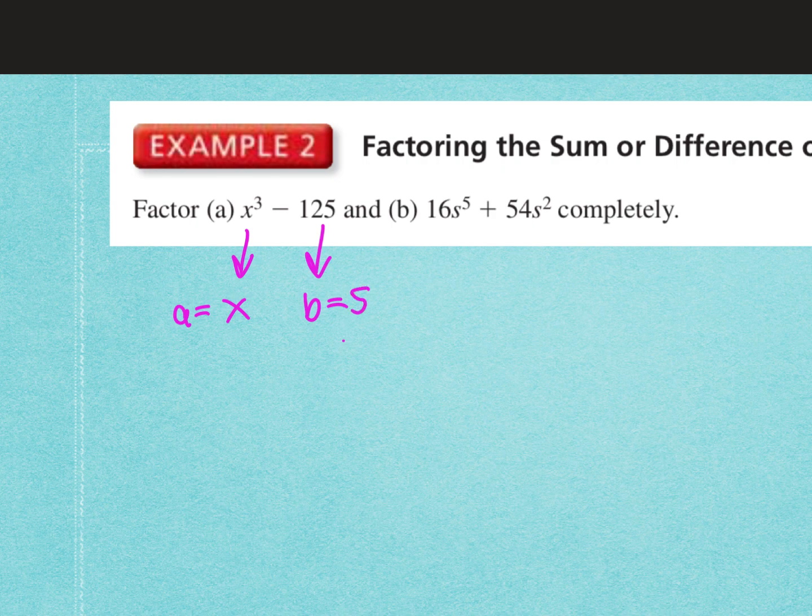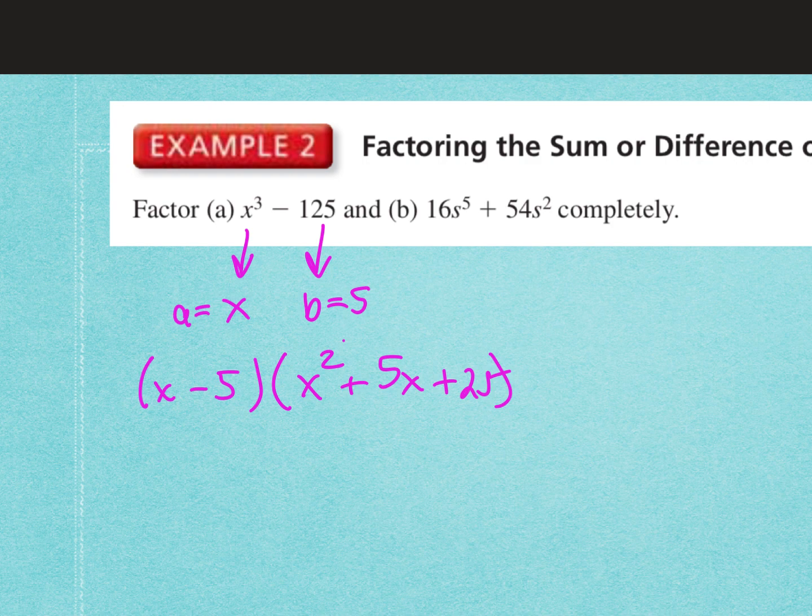So what are we doing to these? Are we subtracting them or adding them? Subtracting them. So when you break this down, your first parenthesis is just your A term minus your B term. That's it. And then your second parenthesis is your A term squared. So x squared. What's the thing that's kind of tricky? What goes in the middle here? Plus. Good. A times B, which is 5x. And then plus what? 25.